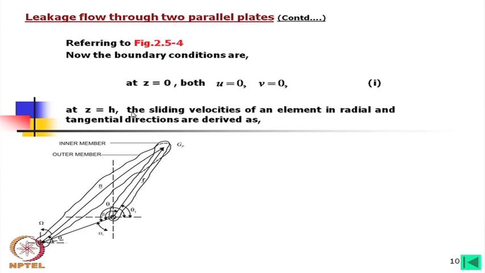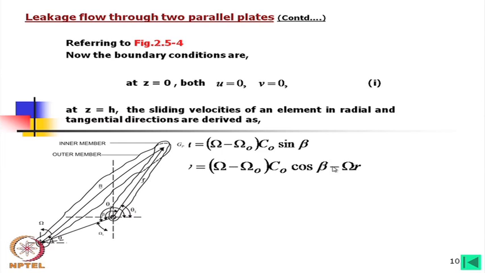Now, at z is equal to h, the sliding velocities of an element in the radial and tangential directions are derived as follows. Here, this one is u and this is v. So, u is equal to omega minus omega 0 into c 0 sin beta, and v is equal to omega minus omega 0 into c 0 cos beta minus omega r.